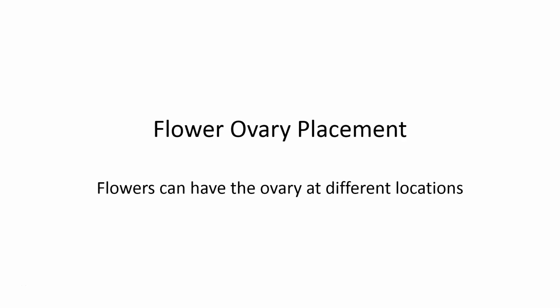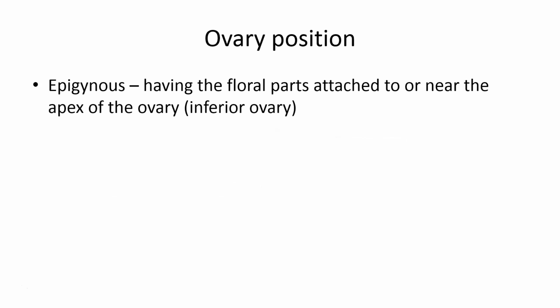This is going to look at floral ovary placement, and it says that flowers can have the ovary located in different spots depending on the type of flower, and we're going to look at three major types that we've got here. The first one is called epigenous, and with epigenous flowers, it says the floral parts are attached to or near the apex of the ovary.